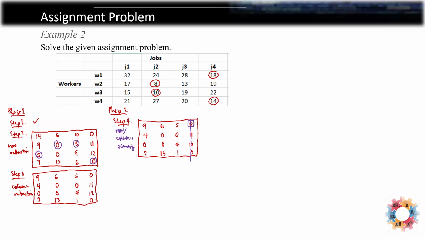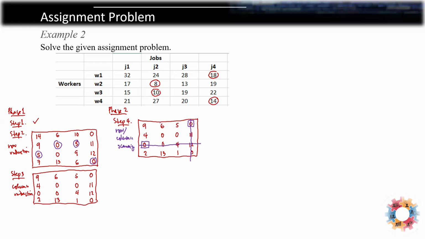So let's check now. After doing the row scanning, let's do the column scanning. Starting from the first column, is there only 1 zero in that column? Yeah, there's only 1 zero in that column. Let's mark that by a square, and then the corresponding row will be deleted by drawing the horizontal line.